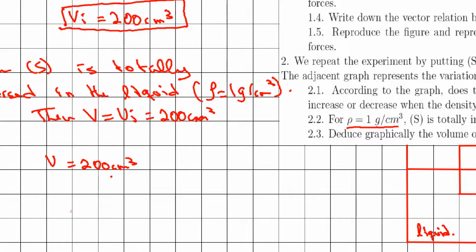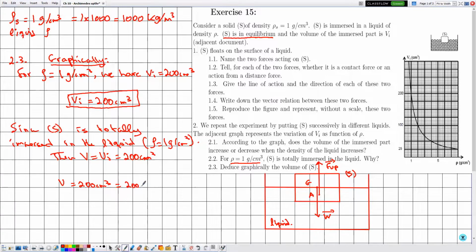Moreover, knowing that centimeter cube is not the SI unit of volume, in order to convert from centimeter cube to meter cube, you multiply by 10 to the power minus 6. Then 200 multiplied by 10 to the power minus 6. Plugging this on the calculator, then the volume V is given by 2 times 10 to the power minus 4 meter cube. So the volume of the solid S is given by 2 times 10 to the power minus 4 meter cube. So this is it for this exercise.